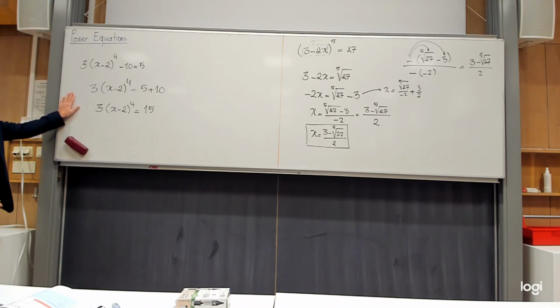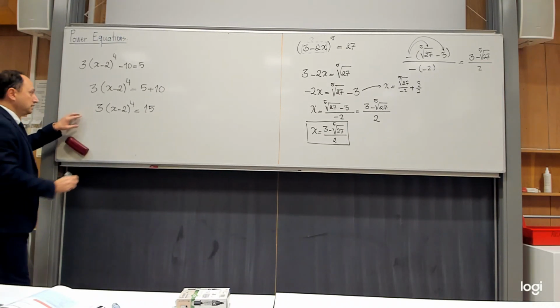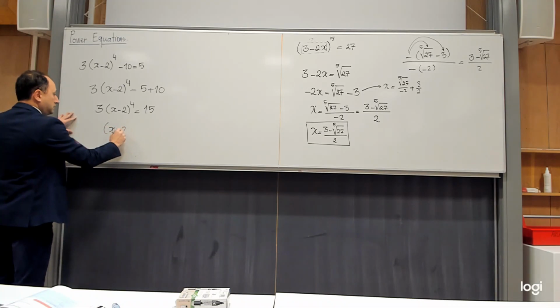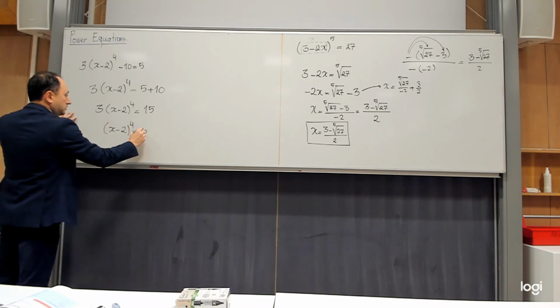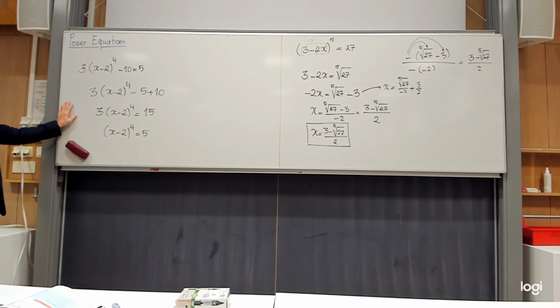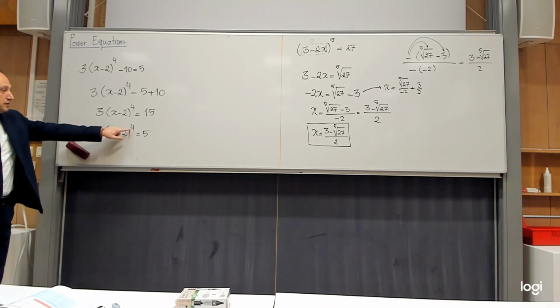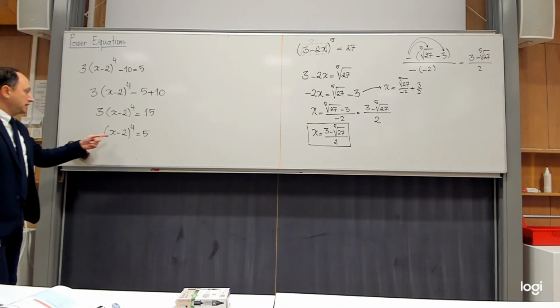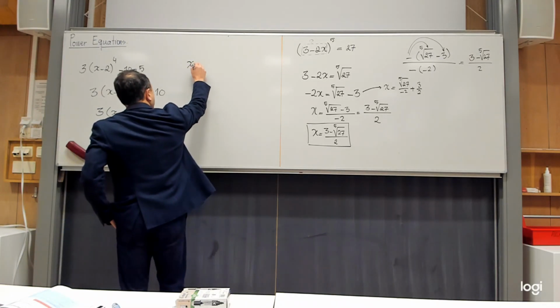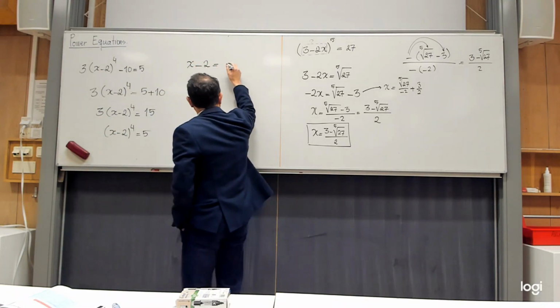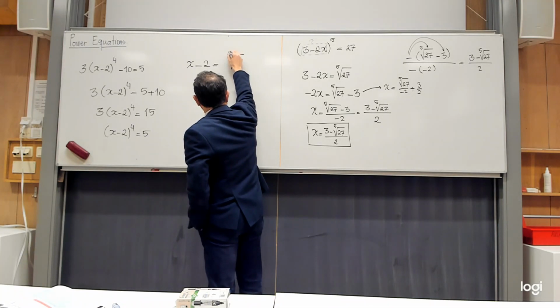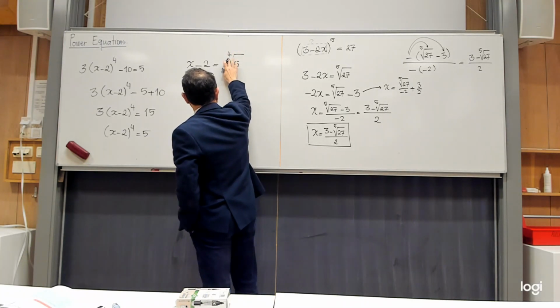Okay, what would be the next step now? Divide both by 3. Yes, I have to divide by 3. I divide by 3, it becomes 5. What is the next step now? I need to get rid of this power 4, yes? So what should I do? I need to write x minus 2 is 4th root of 5. 4th root of 5. It's not complete.